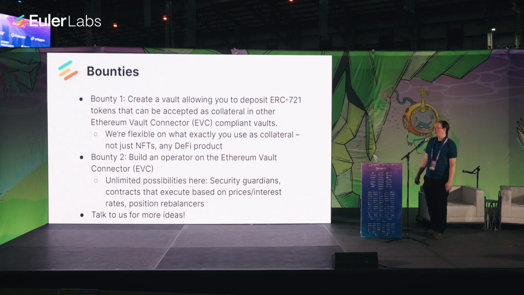But I think we'd be interested in seeing any kind of DeFi product used as collateral, and we would think that's pretty cool too. Bounty number 2 is building an operator on top of the EVC, and that's what we were talking about earlier, where you give another contract control over your account and allow it to perform actions on your behalf. Many possibilities here. Something like a security guardian that is able to close out your positions if it receives some kind of alert. Or, as we talked about, it could be based on on-chain observable things like prices, in which case that would implement stop losses and so forth. Position rebalancers. There's a lot of possibilities there.